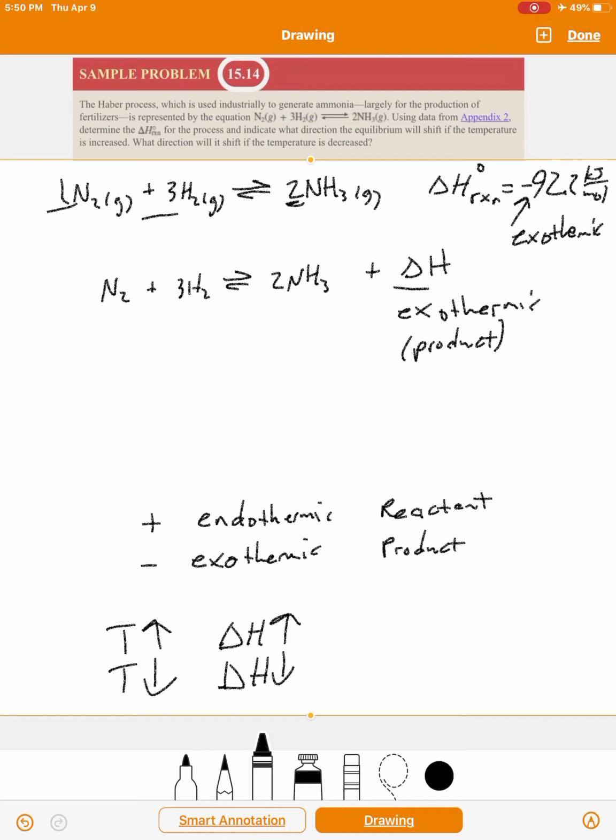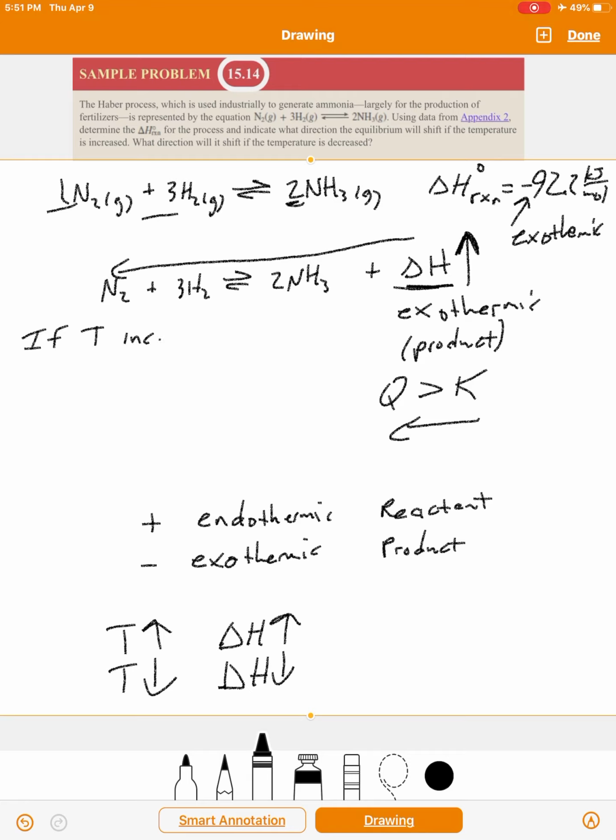Okay, so delta H is on this side. So if the temperature goes up, delta H goes up. Delta H is a product. So if you increase the amount of a product, that will shift it that way. Okay, think of it this way. Q would be greater than K because we'd have more products than we originally had. And so it would shift that way. So the answer then is if the temperature is increased, the reaction shifts to the left.